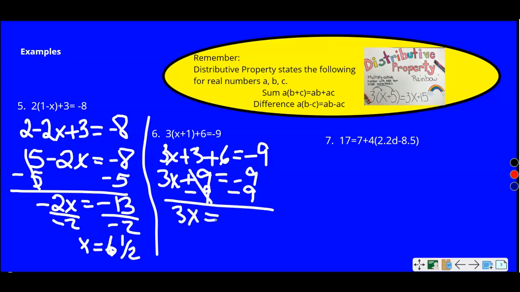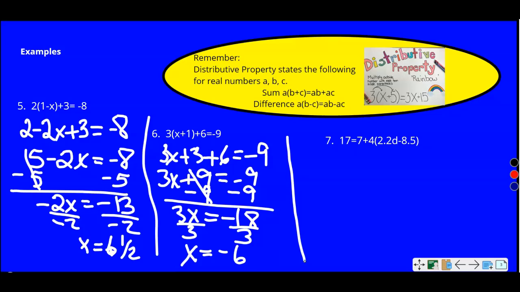3x equals negative 9 plus negative 9 is negative 18. Divide both sides by 3. X equals negative 6. Again, you can plug this in and check it. Negative 6 plus 1 is negative 5 times 3 is negative 15. Negative 15 plus 6 is negative 9. So either quickly mentally check it or write it down, plug it in your calculator, whatever. It's just a good habit. Kind of check those. There's never a reason why you should get an equation wrong.